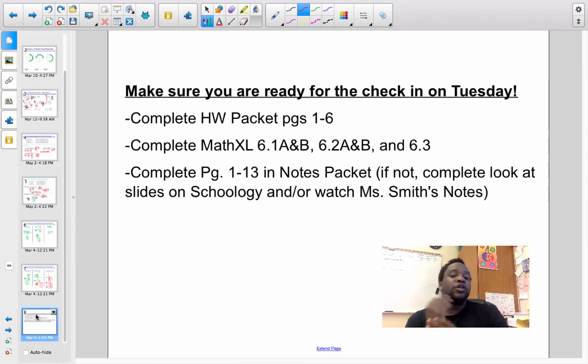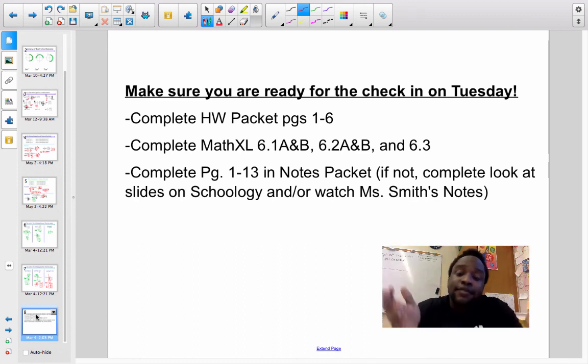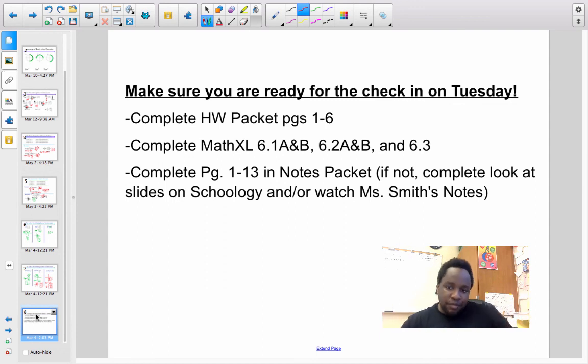And then in your notes packet, pages 1 through 13 should be completed. Not every single part, because we skipped some problems, but the problems that we did in class should be written down in your notes. So if 100% of this is done, then you'll get 100% on the check on Tuesday. And for every part that is missing, you will be docked a point. So it's a 10-point assignment.